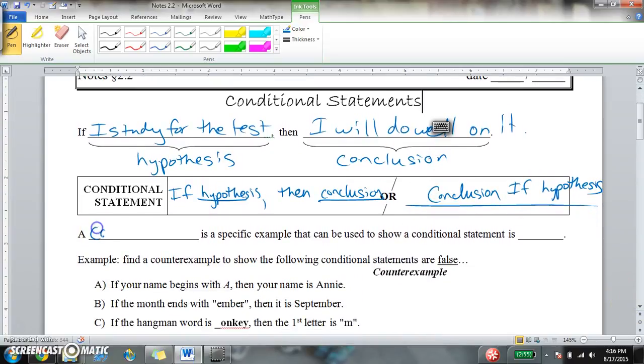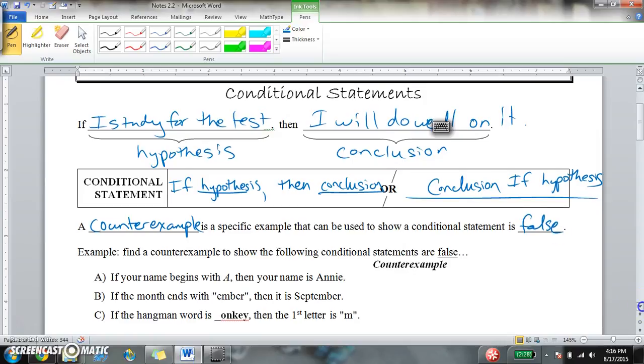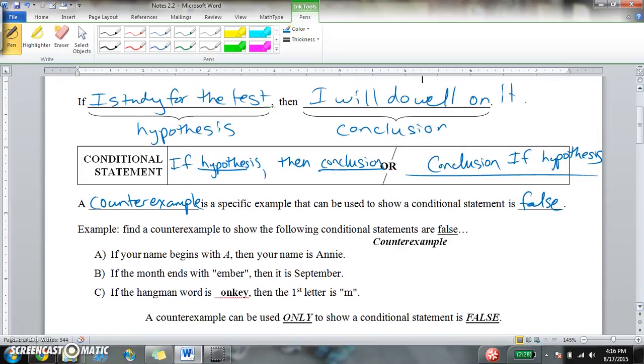A counterexample is a specific example that can be used to show a conditional statement is false. So if we have a statement, we've got some examples down here. Letter A says, if your name begins with A, then your name is Annie. Obviously that's a false statement.